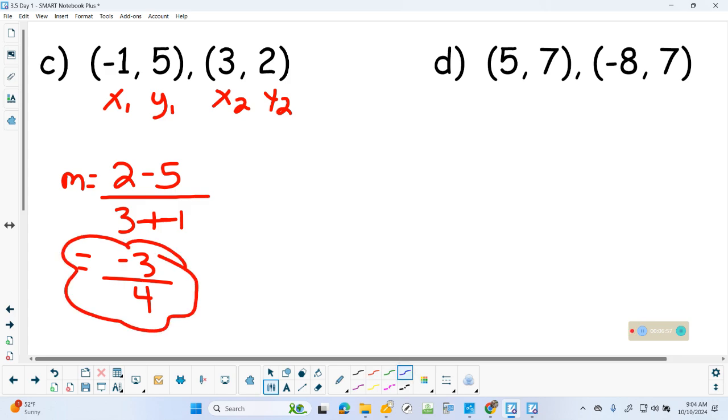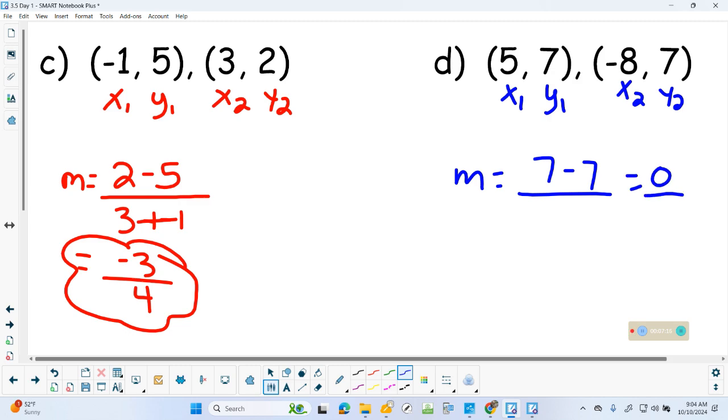Okay, D. Same thing. I'm going to label. So again, I'm doing my y2, 7 minus y1. I'm going to be honest with you. I'd probably stop right there because what's 7 minus 7? 0. And 0 over whatever on the bottom, I don't care what's on the bottom, 0 over anything is always 0.